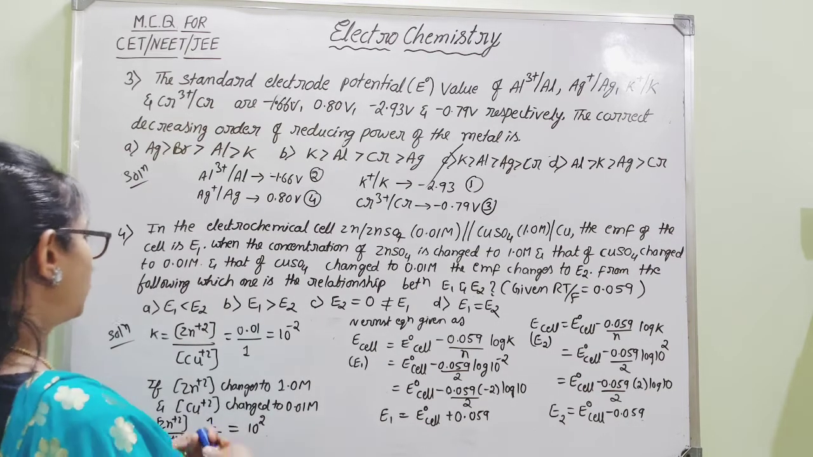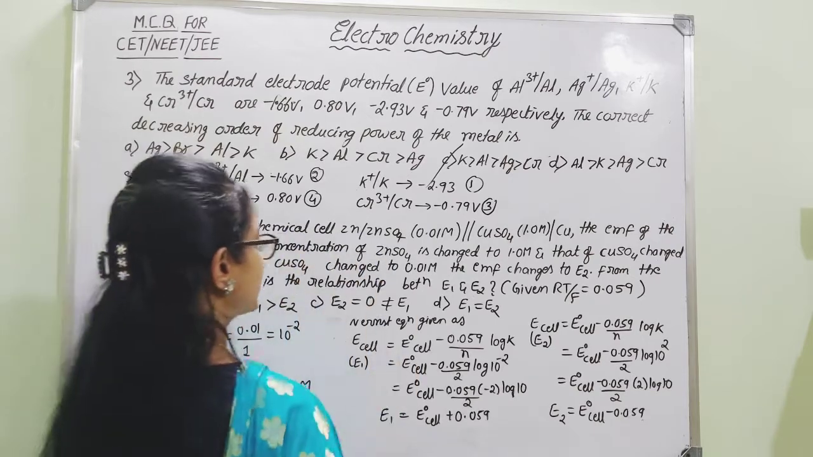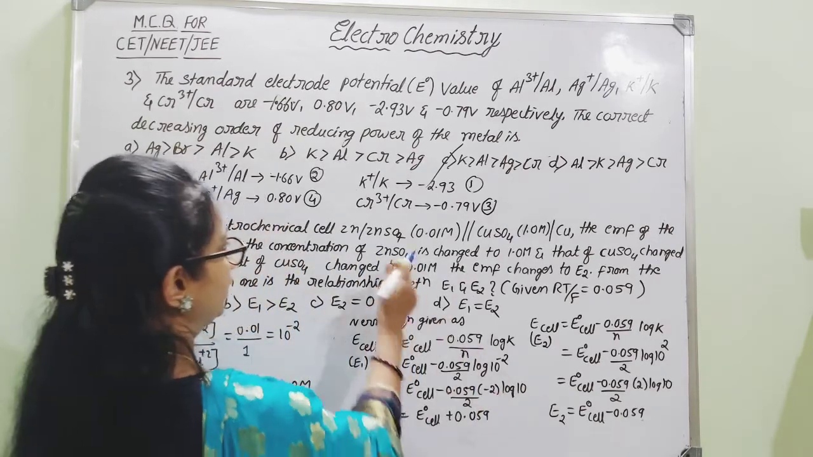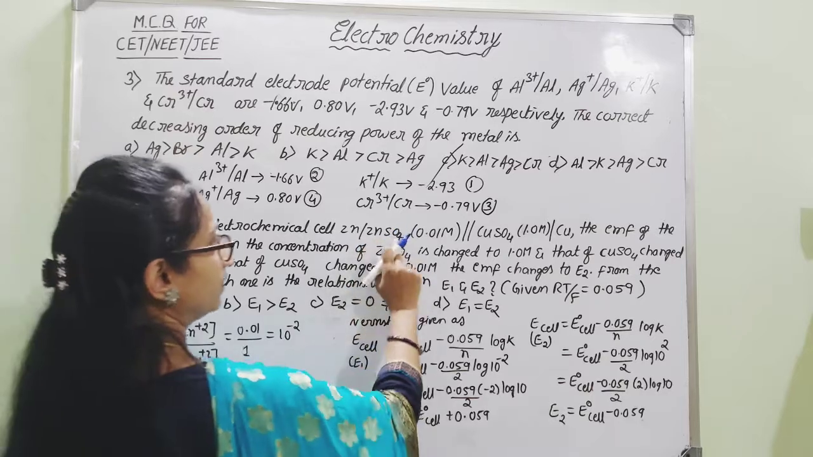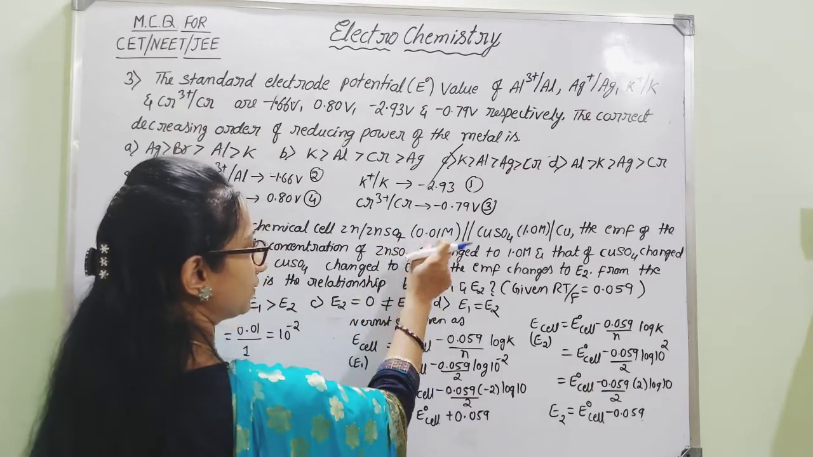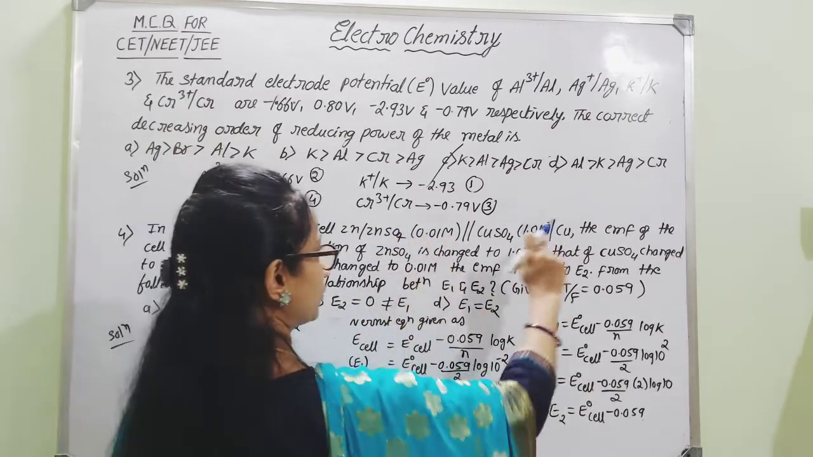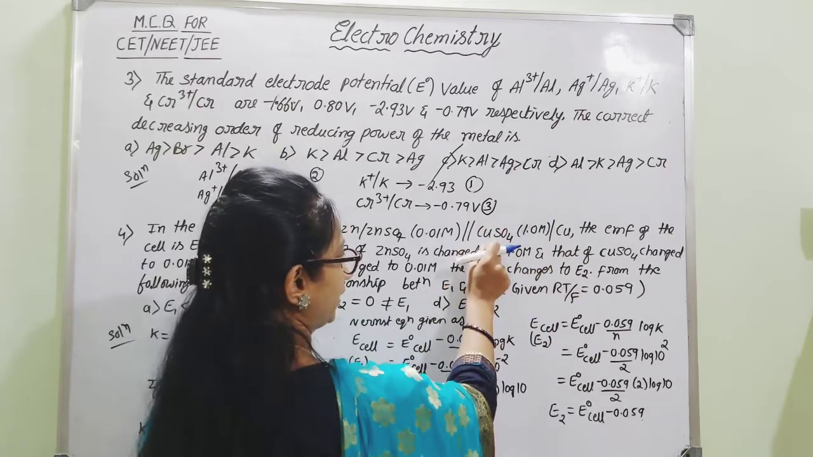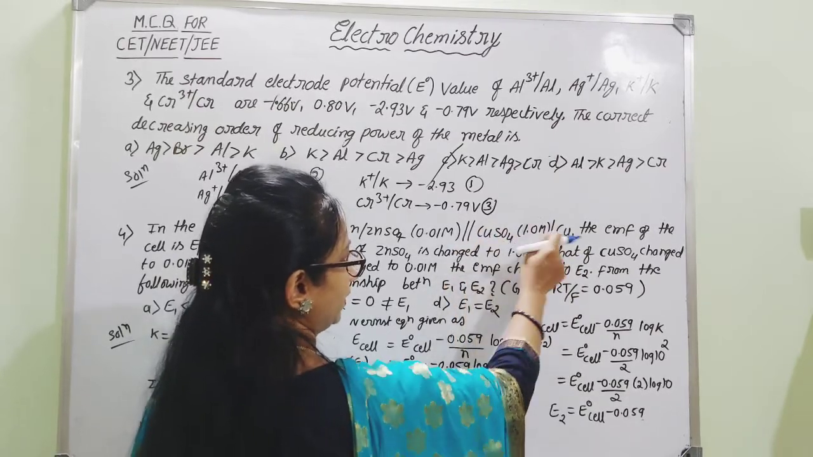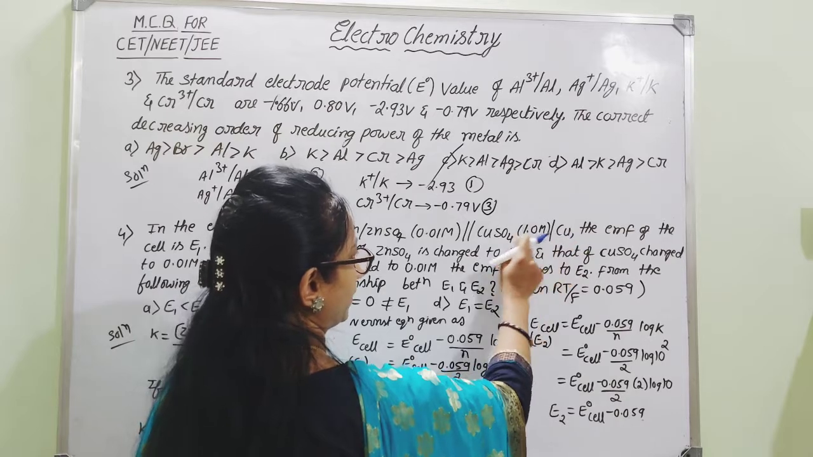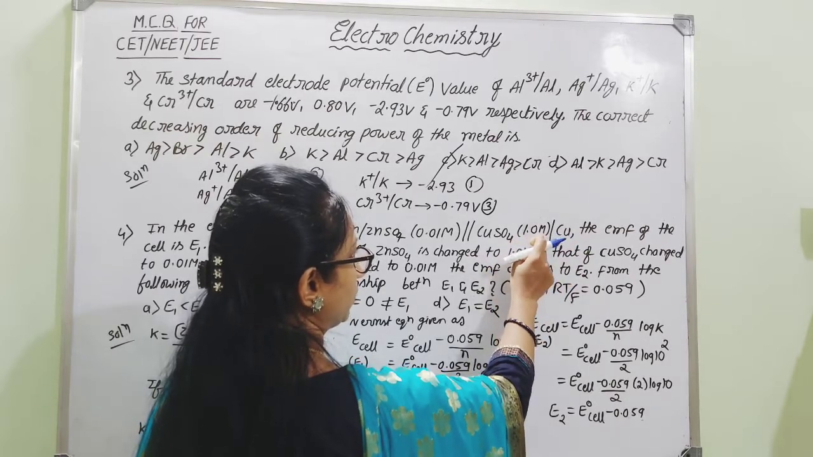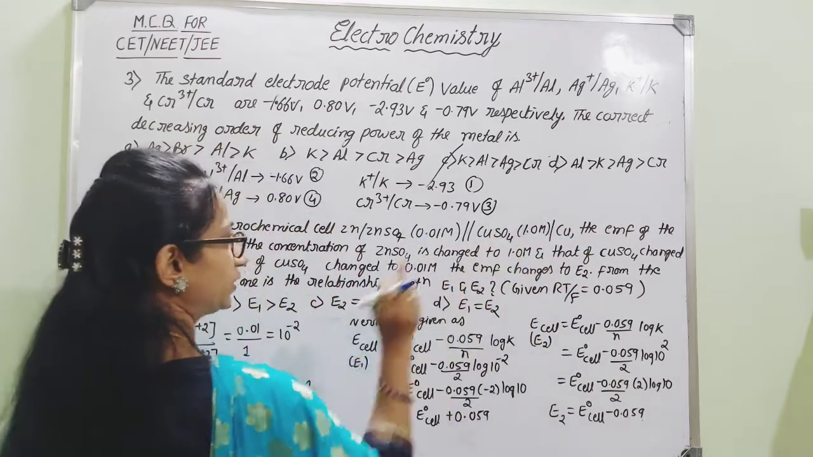Next, we can go for the fourth question. In the electrochemical cell, zinc bar ZnSO4, which has a concentration of 0.01 molar, then a salt bridge. On the right hand side, copper sulfate is in contact with copper, and its concentration is 1.0 molar. They have mentioned the cell representation here.